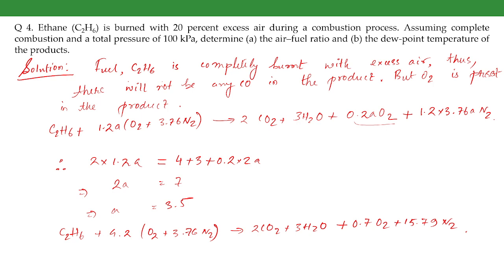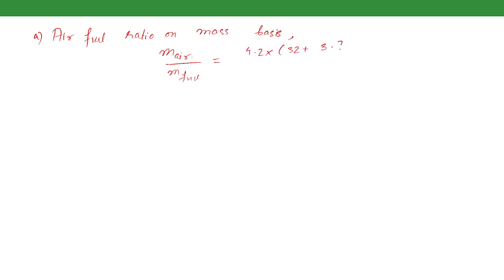Now the air-fuel ratio on mass basis is mass of air by the mass of fuel. So this is 4.2 into 32 plus 3.76 into 28 divided by 2 into 12 plus 6. This is 19.22 kg air per kg of fuel.